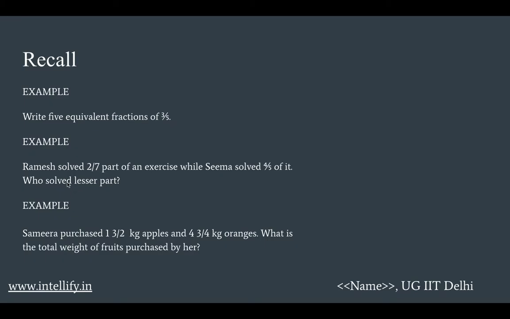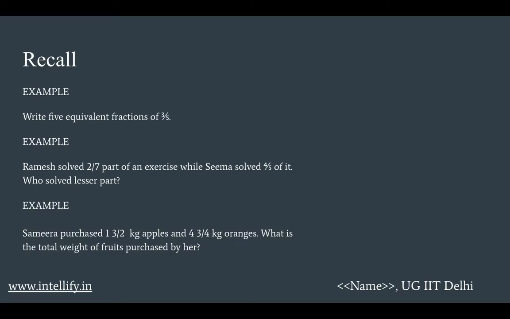Okay, so the second example is: Ramesh solved 2 by 7 part of an exercise while Seema solved 4 by 5 of it. Who solved the lesser part? You can see this by drawing a circle, dividing it into 7 parts, and shading 2 parts of it. That is the 2 by 7 part of a whole. And for 4 by 5 of something, you make a circle, make 5 equal parts of it, and shade 4 equal parts of the area. Then you compare both and you see which is less and which is more.